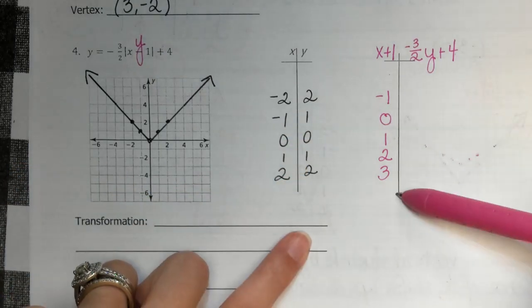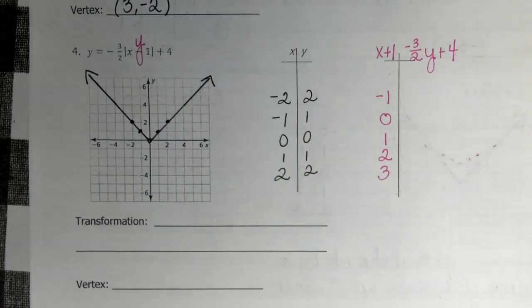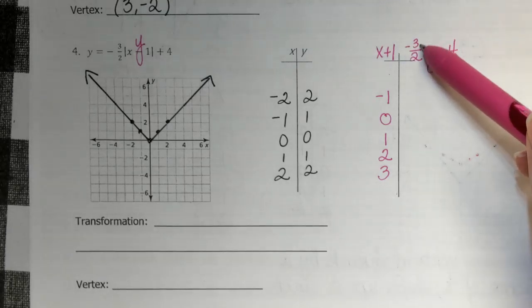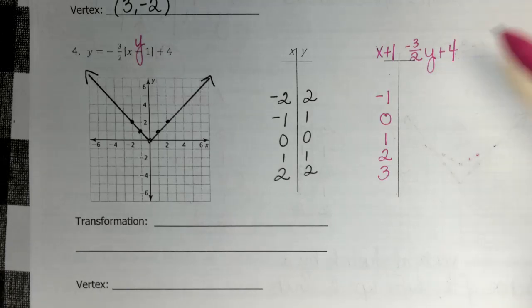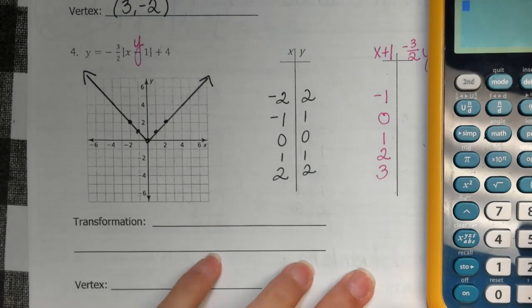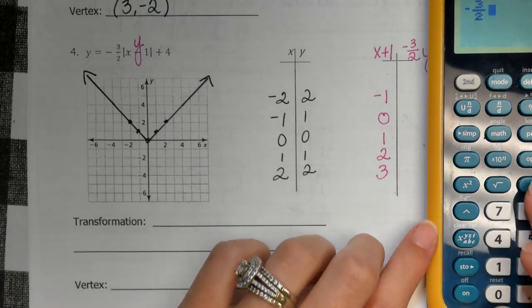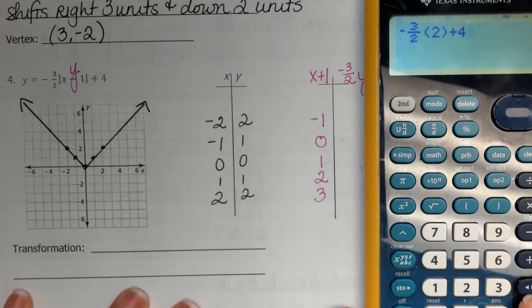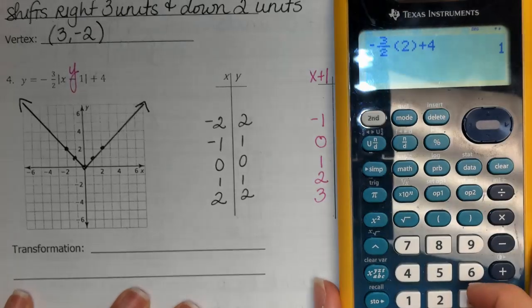Okay, I want y'all to fill out the y table. And then we're going to check them. You're going to do negative 3 halves times y plus 4. So when you type it in your calculator, I would do your negative 3 halves and then put your y value in parentheses, plus 4. Okay, get that answer.